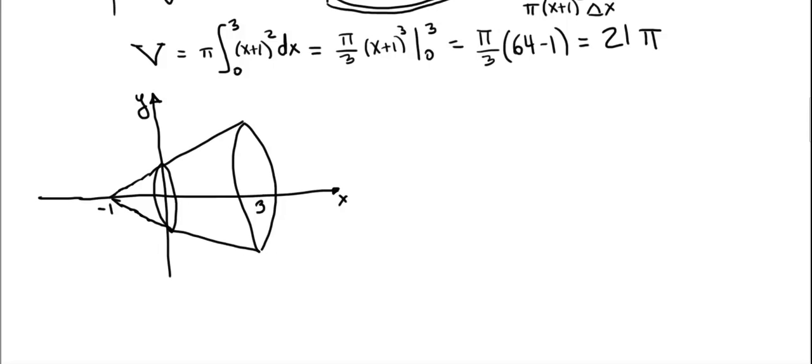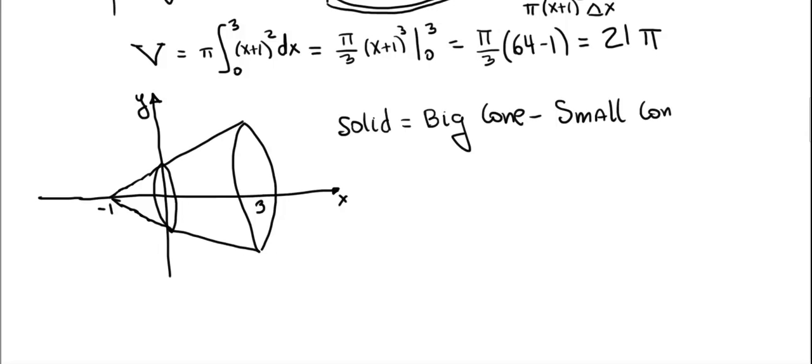So our solid can be obtained as big cone minus little cone, or small cone. If you think about it, the big cone is everything. The small cone is from -1 up to the y-axis, and then once we throw that out, that leaves us with our solid. Now the volume of the big cone is 1/3 pi times its radius squared times its height. The radius of the big cone is from here to here.